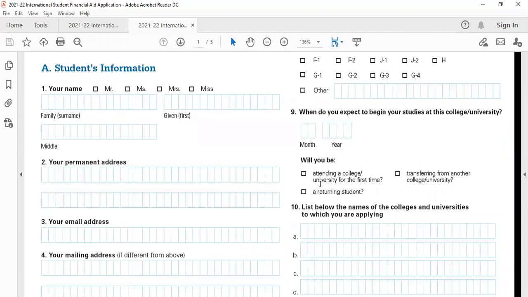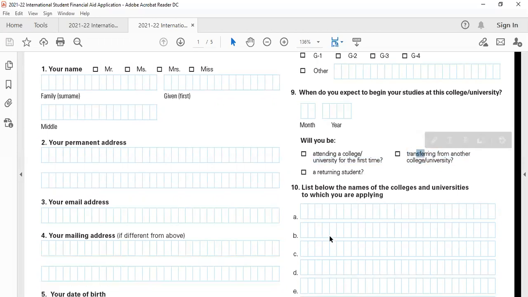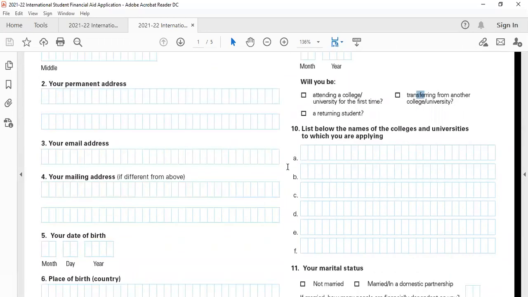Will you be attending a college university for the first time? I believe for most of you, that will be the option. Yes, you will be attending a college or a university for the first time. For some of you who are transferring from a different university, you'll select this option, option B. List the names of other colleges and universities they are applying to. So you need to mention 4 or 5 of the other colleges that you're applying to in the US.